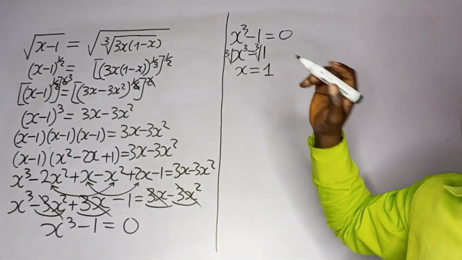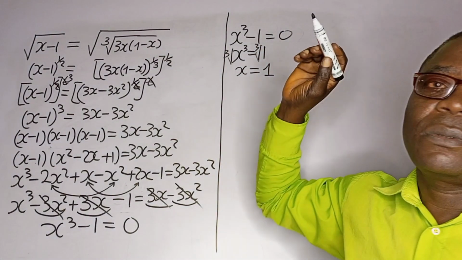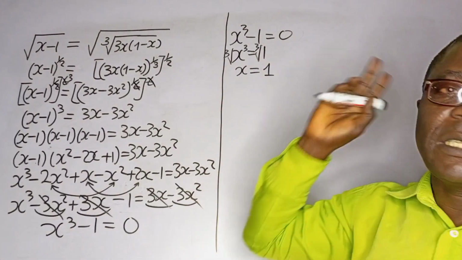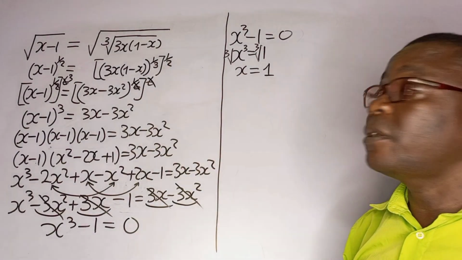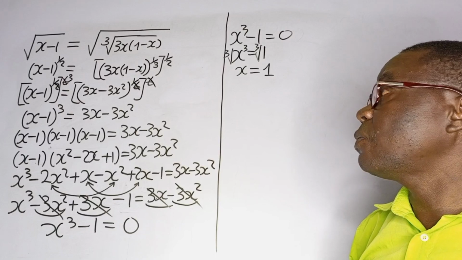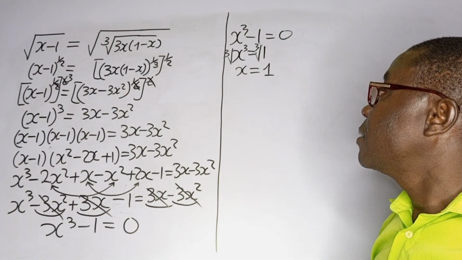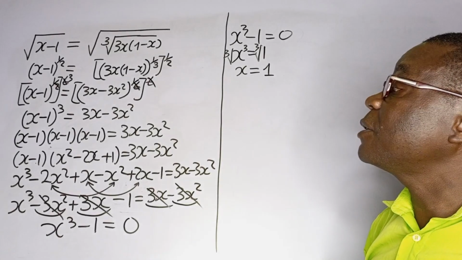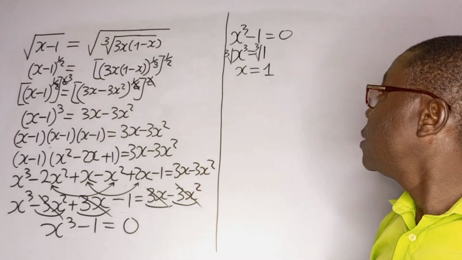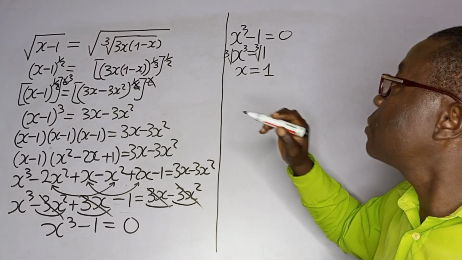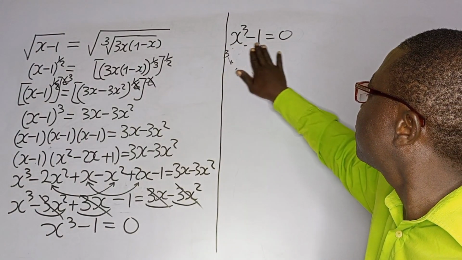Actually, x equals 1 is one of the solutions, but this is a cubic equation. Every cubic equation must have 3 solutions. In our question, the domain of our solution set was not restricted to the set of real numbers. So we are forced to get all possible solutions, including complex solutions. So this is just one of the solutions. We're supposed to have 3 solutions. How do we get the 3 solutions?